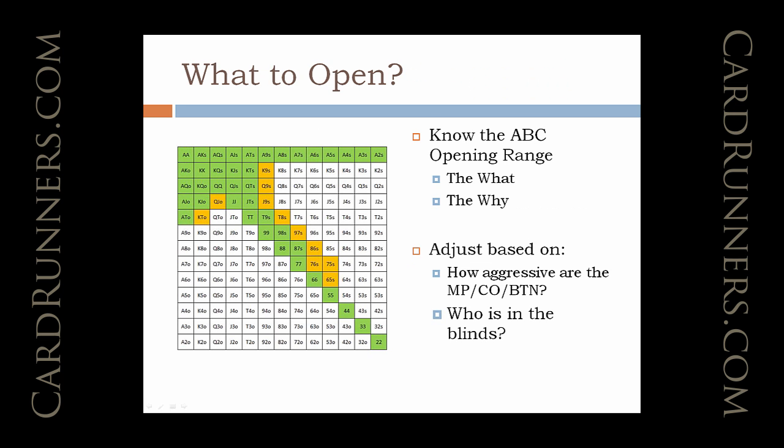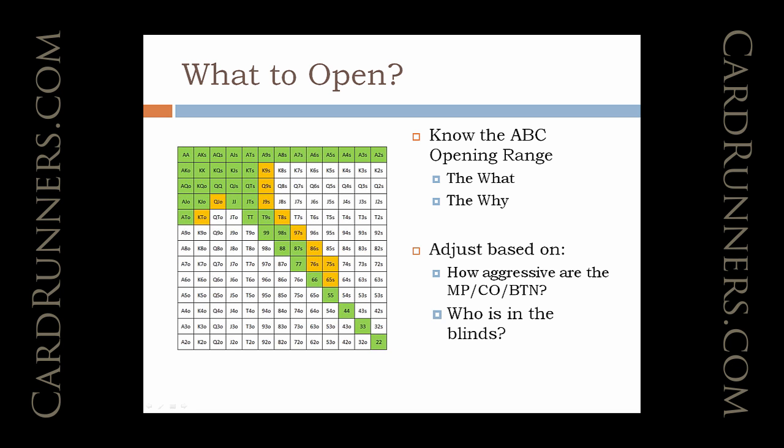I would say it kind of gives you a range of ranges. King 10 offsuit, I should say, is definitely a marginal open from middle position. But if you have bad players in the blinds, it becomes a pretty good one.